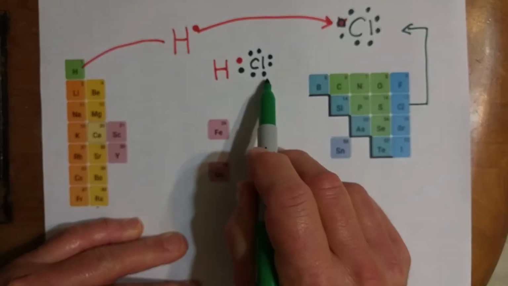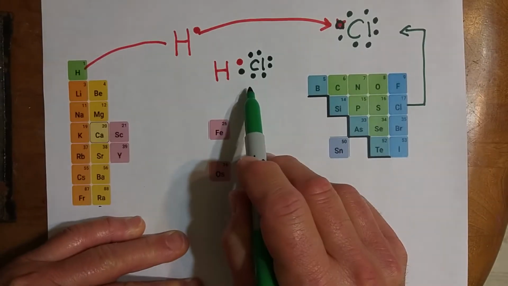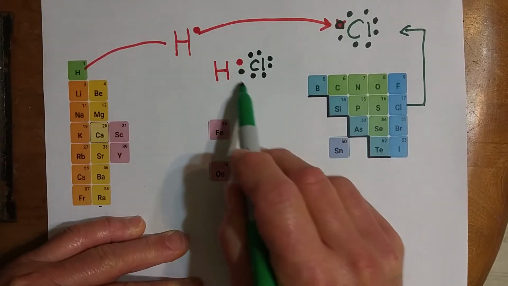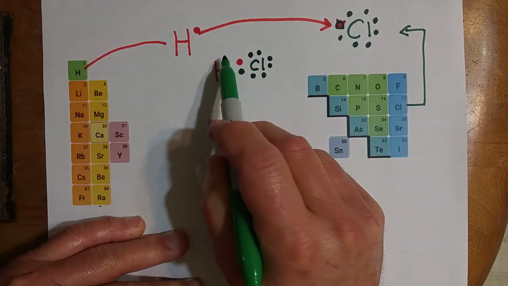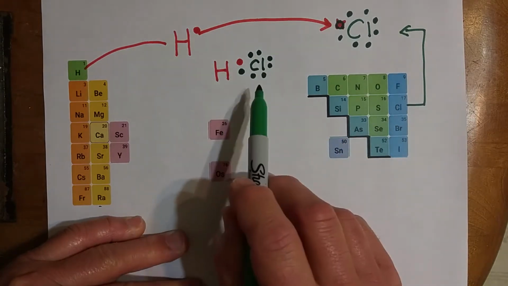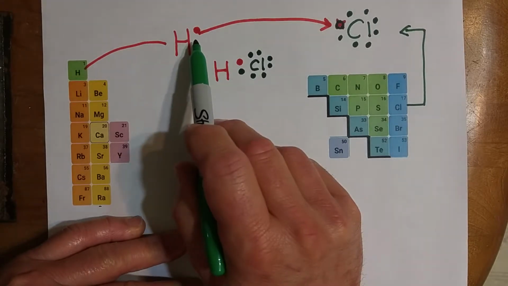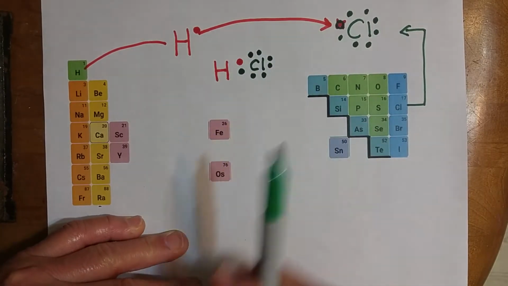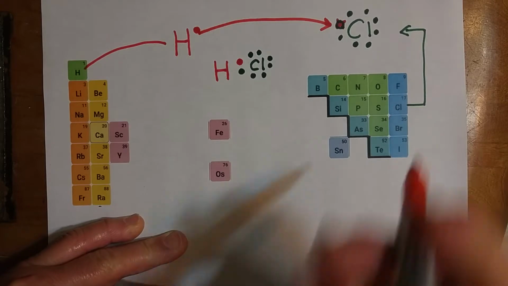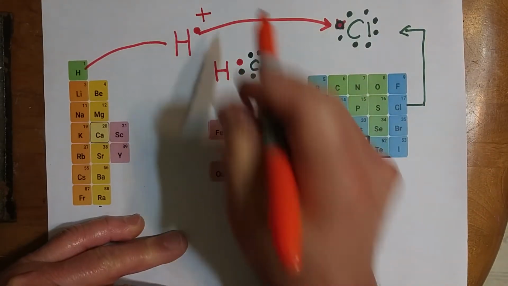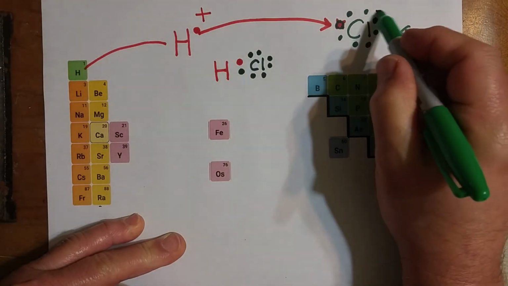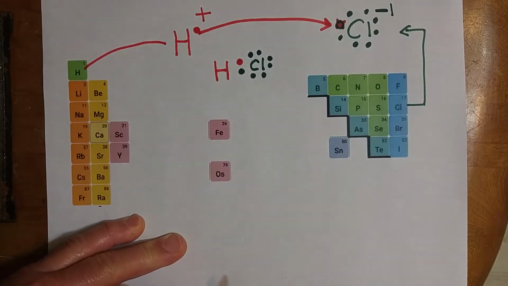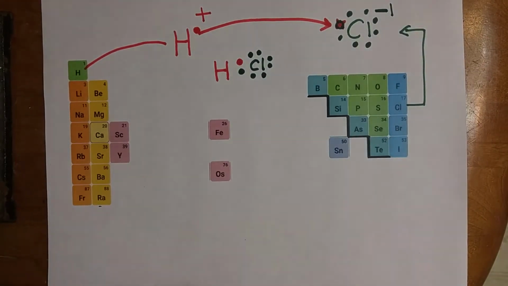From your viewpoint here, if I hadn't color-coded these, it looks like there are 8 necklacing chlorine and none around hydrogen. This is called an ionic bond because the hydrogen gave up an electron, so hydrogen now has a charge of +1. Because chlorine accepted an electron, it has a charge of -1. We can do this anywhere on the table.